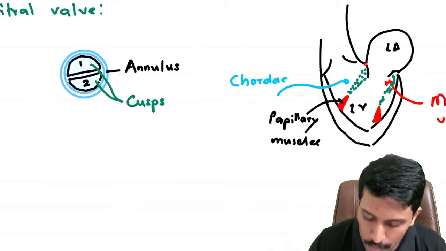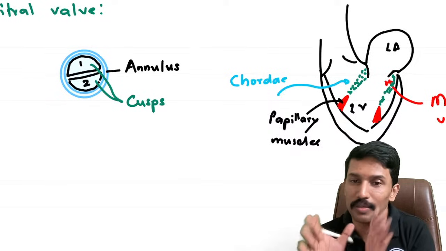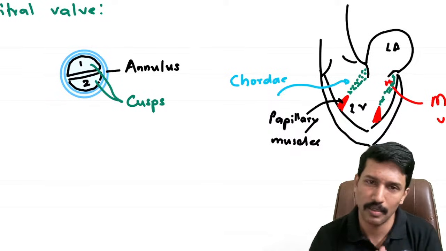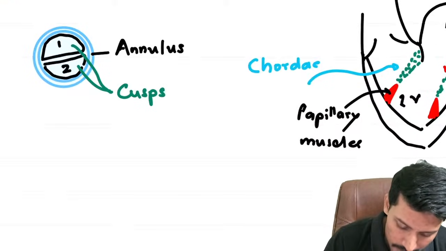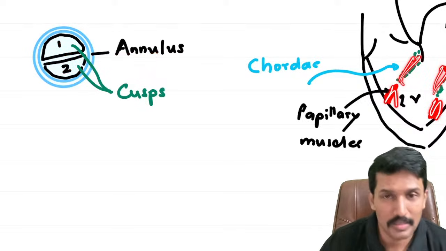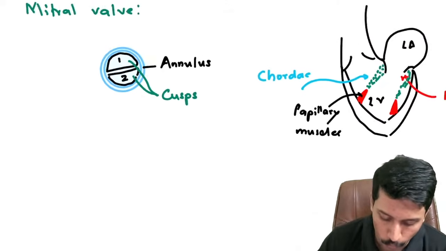Right? So similarly, I don't want these mitral valve leaflets to open in the opposite direction during systole. So to hold them in position, nature has given us papillary muscles and chordae tendineae. So it has a connective tissue ring, two cusps, two sets of papillary muscles and chordae tendineae. This is the structure of our mitral valve.